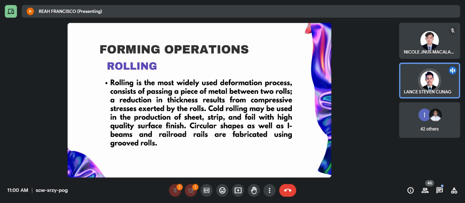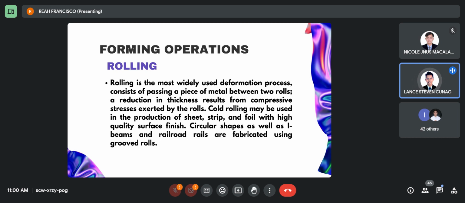So, in the key points, we have the hot rolling, where the metal is heated to a high temperature, making it more malleable. This allows for easier deformation and shaping. It is commonly used in the production of steel, where large slabs or billets are rolled into various products like plates, sheets, and structural sections. Cold rolling is performed at near room temperature and is typically used to improve the surface finish and dimensional accuracy of the metal.